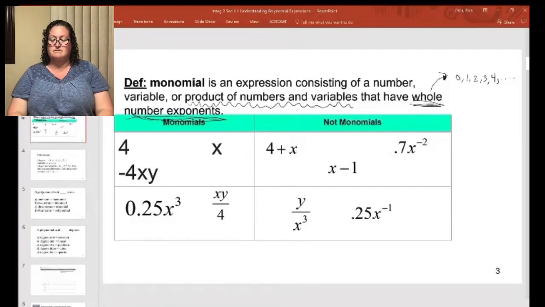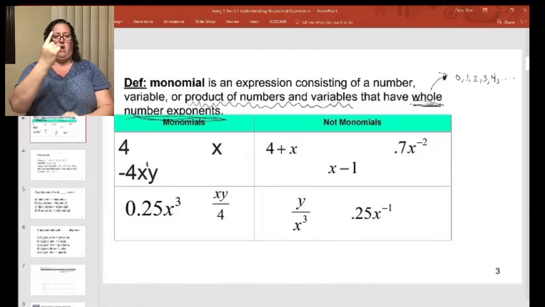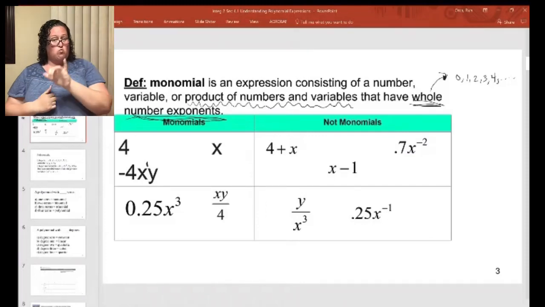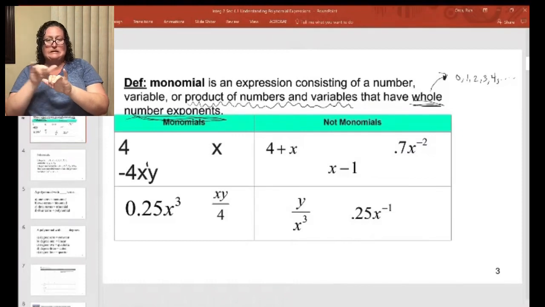Now, I know you don't see the exponents surrounding x and y, but I promise you the exponents are there. If you don't see an exponent, the exponent on that variable is automatically 1. So x is the same thing as saying x to the first power, and y is the same thing as saying y to the first power.